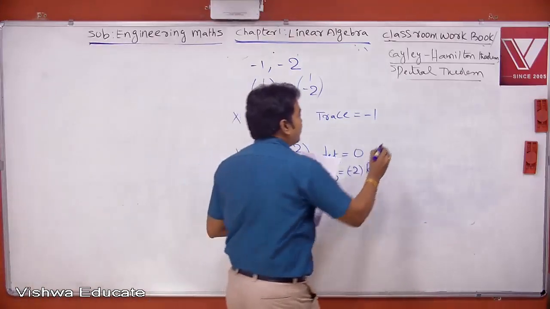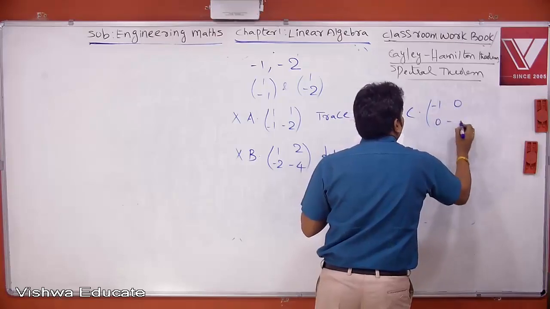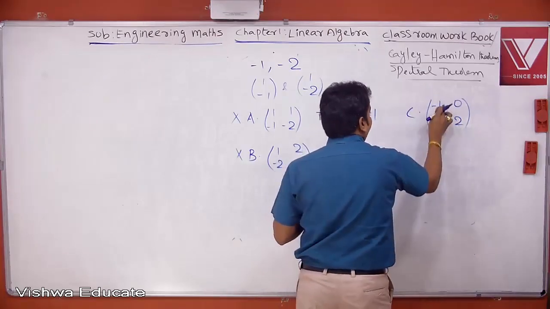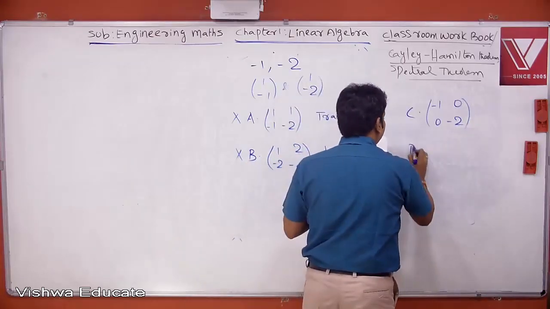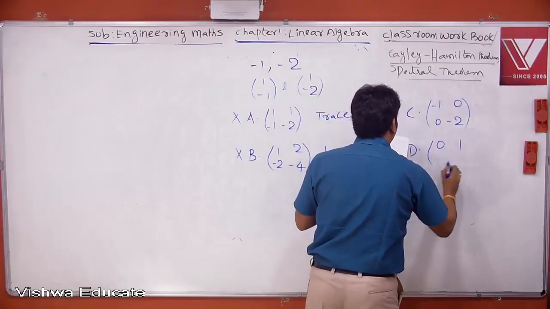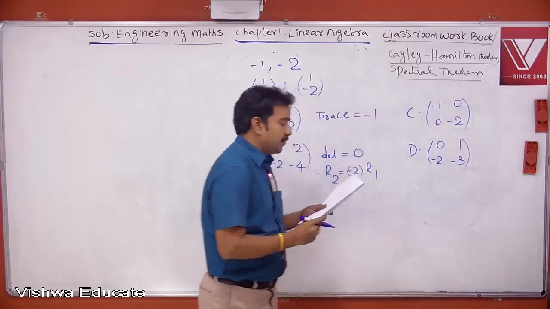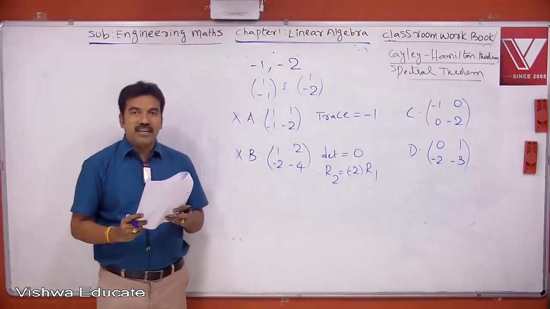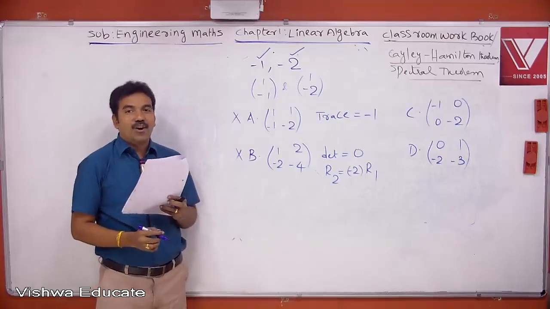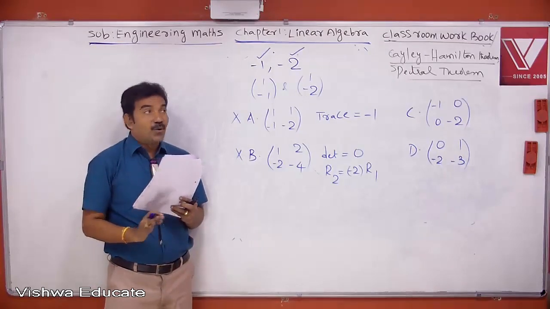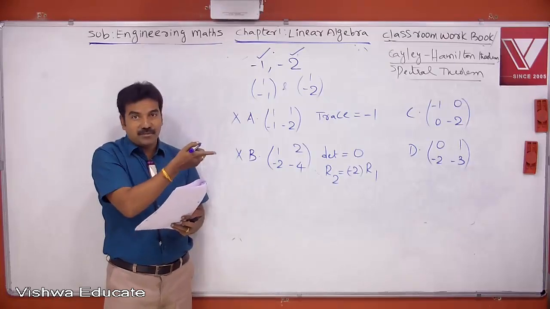Suppose you go to C. What is C? Minus 1, 0, 0, minus 2. It is an upper triangular matrix, so the eigenvalues are minus 1 and minus 2. If you go to option D, 0, 1, minus 2, minus 3, here also the eigenvalues are minus 1, minus 2. Therefore, option C and option D have the same eigenvalues, minus 1 and minus 2. To eliminate option C or option D, eigenvalues may not be useful.